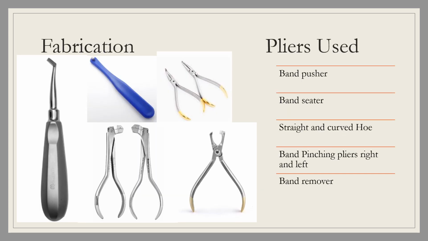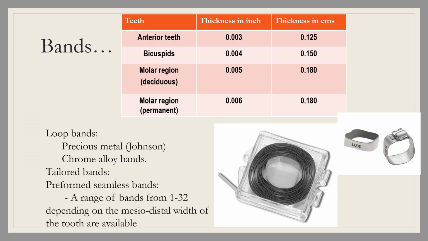Then how do we fabricate it? What are the pliers or instruments used for the fabrication of the band and loop space maintainer? These are the different pliers which are used: Hoe plier, straight hoe and curved hoe, band pusher, band seater for banding, band pinching pliers, and band remover. These are the different pliers, and there are certain others.